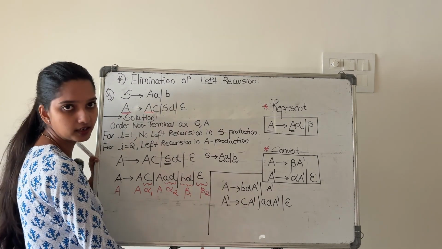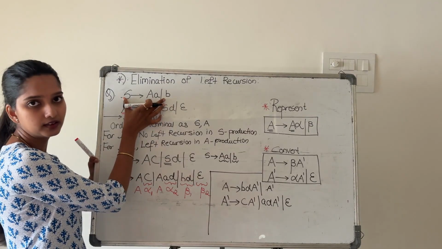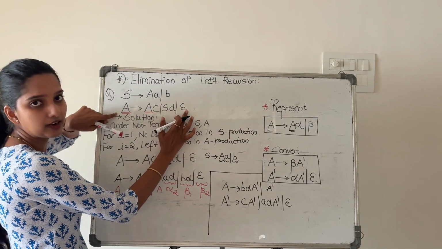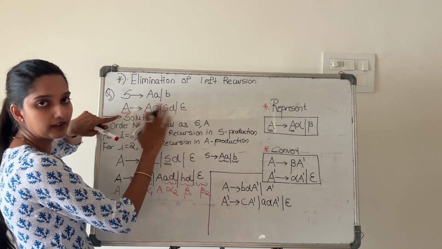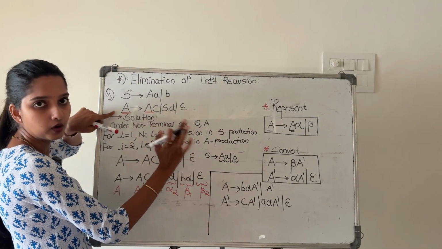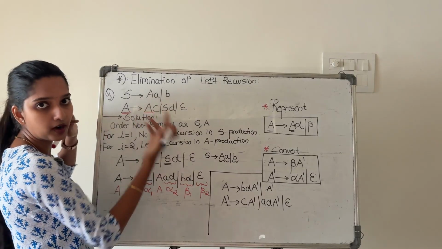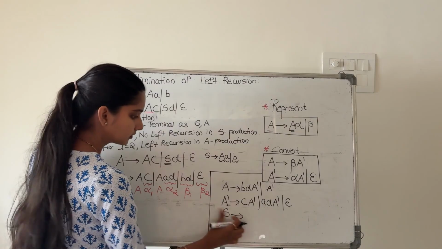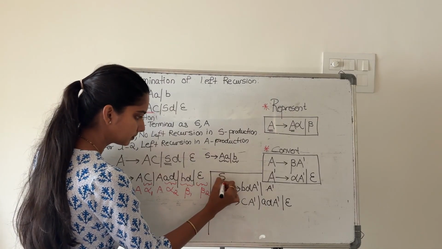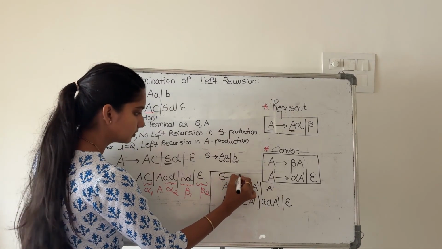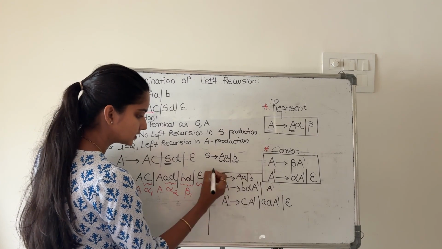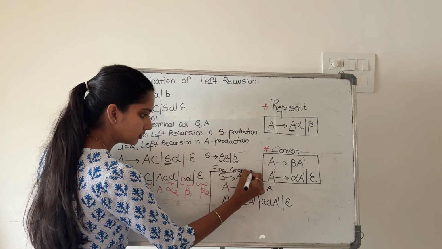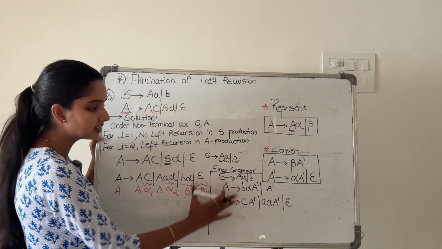Okay, this is not my final grammar. Why? Because we have not included this, right? So we have to include it. We have converted this; we have eliminated the left recursion from this production. But we cannot ignore this, right? It is also a part of my grammar. So my final grammar should also consist of this production. I'll just write it on top. S tends to A, B. So this is nothing but my final grammar.